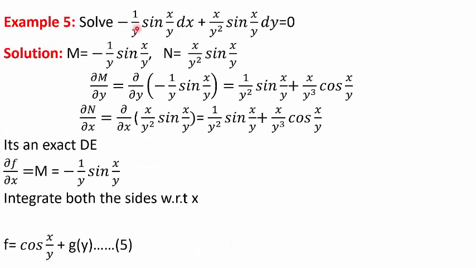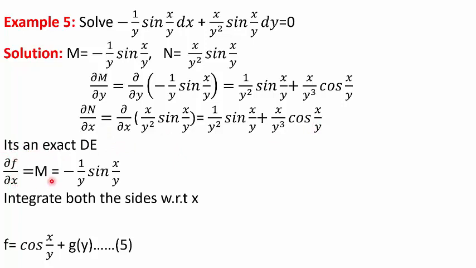Come to example 5, where our differential equation is (−1/y) sin(x/y) dx + (x/y²) sin(x/y) dy is equal to 0. M is −1/y sin(x/y), and N is nothing but x/y² sin(x/y). Find the partial derivative ∂M/∂y. It comes out to be (1/y²) sin(x/y) + (x/y³) cos(x/y). And ∂N/∂x is also the same. So it's an exact differential equation.